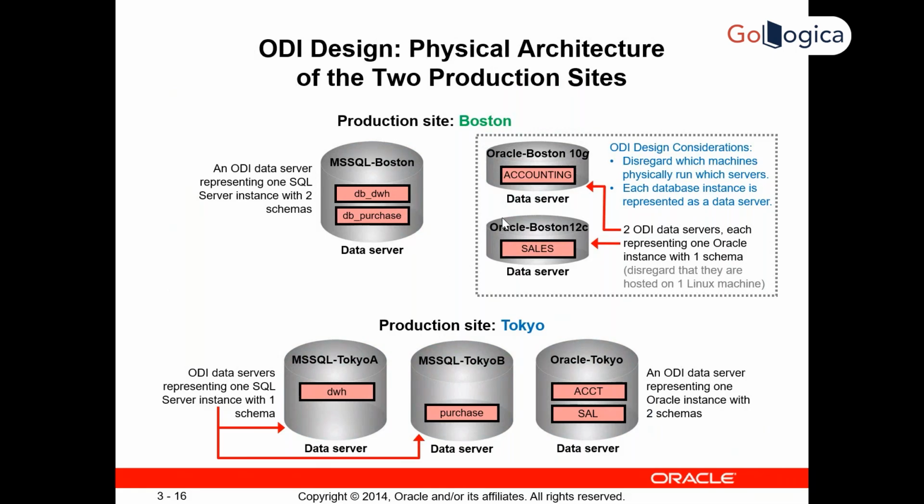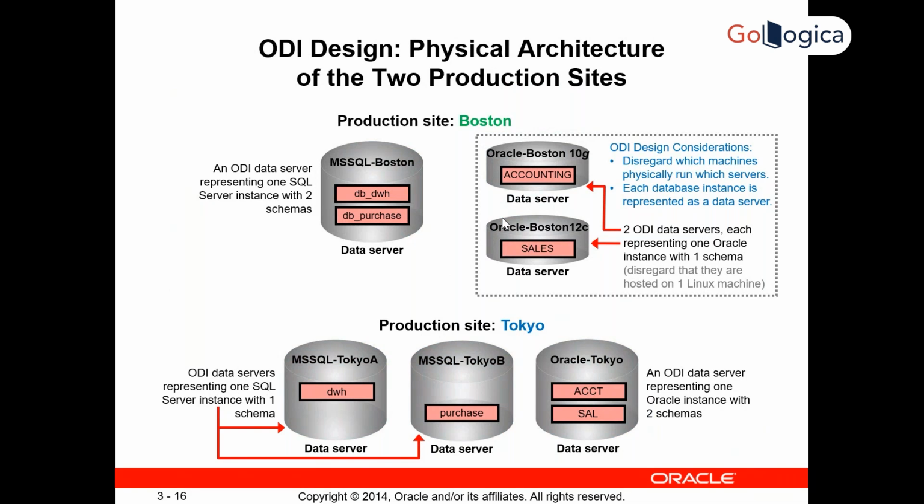That means for Boston we need three data servers, and how many physical schemas? For each data server there has to be one physical schema. So three physical schemas are required, three or four? One second, I'm just checking. Here the schemas are two, so four physical schemas.